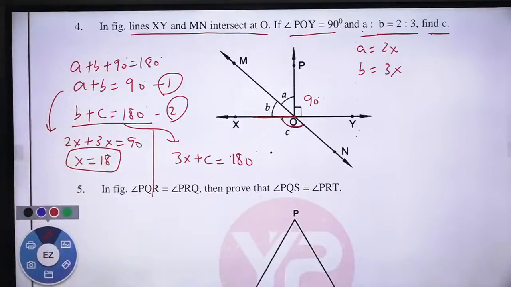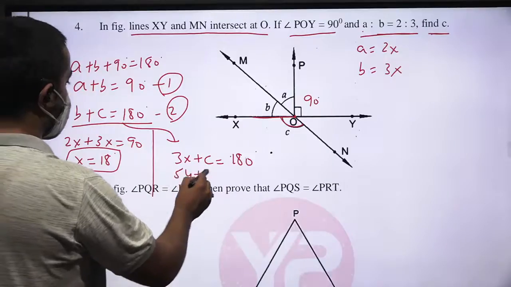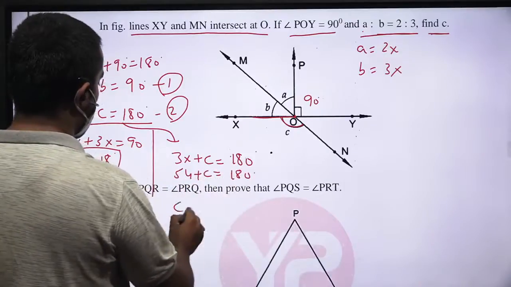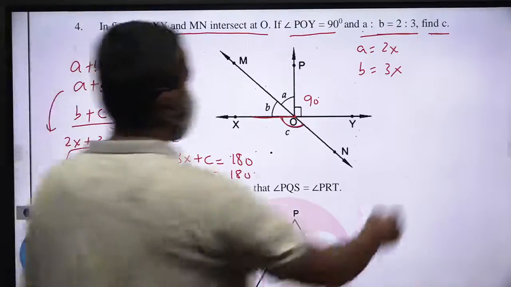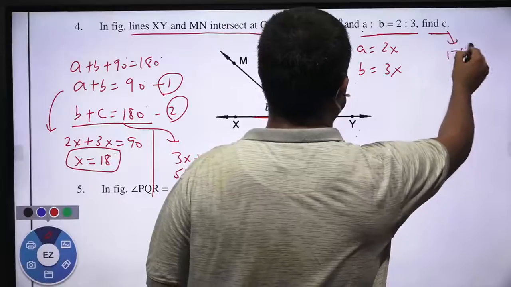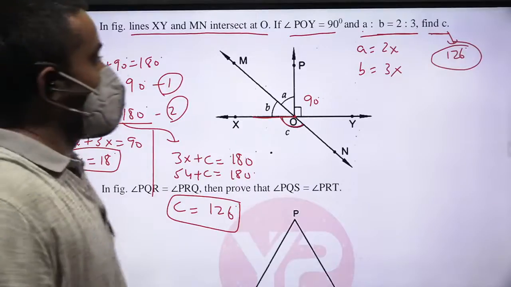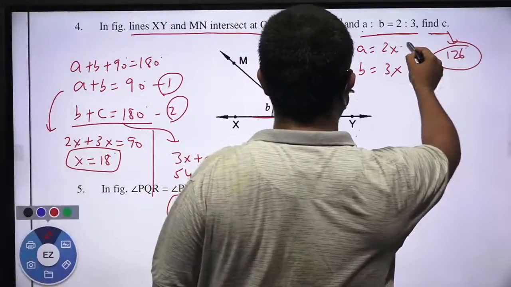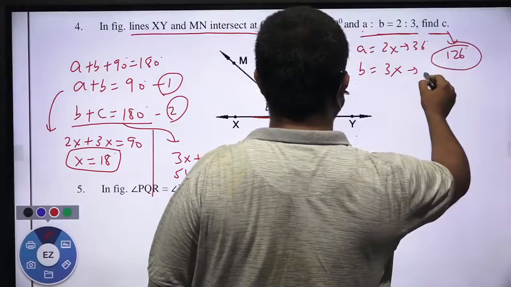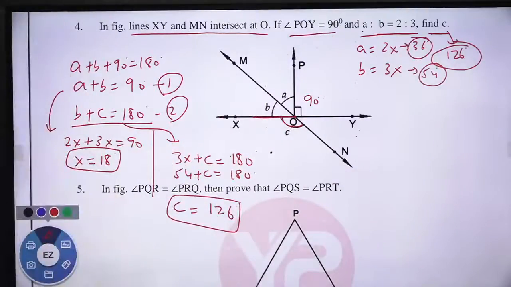X is 18. If x is 18, then 3x will be 54, plus C is 180. So C is equal to 126. Similarly, we can find out A. A will be 2 times 18, that is 36, and B will be 54. 36 and 54. So C is 126.